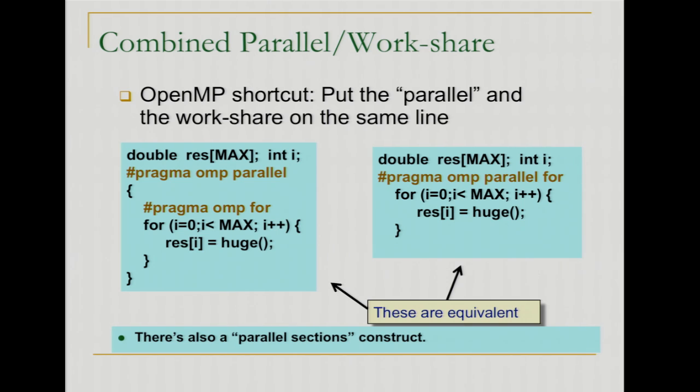Because they're quite common, you can just use a one-line feature to specify an OMP parallel and an OMP for, or do. And the same thing with sections. So that's just notation. It's syntactic sugar, if you like. There's nothing in there.